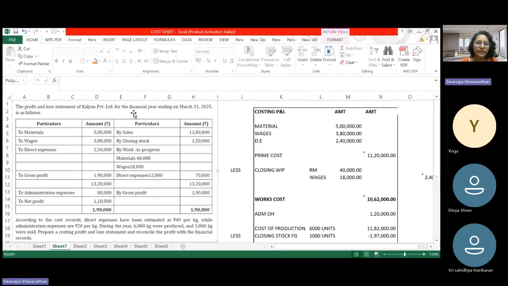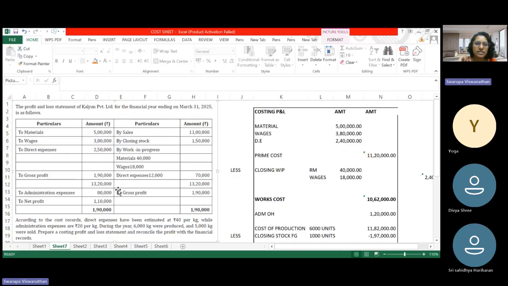Profit and loss statement of Kalyan Private Limited for the financial year ending 31st March 2025 is as follows. Okay, P&L account as per the financials is given. According to cost records, direct expenses have been estimated at 40 per kg, while admin expenses at 20 per kg. During the year, 6,000 kgs were produced, 5,000 kgs were sold. Prepare a costing P&L and then reconcile it.